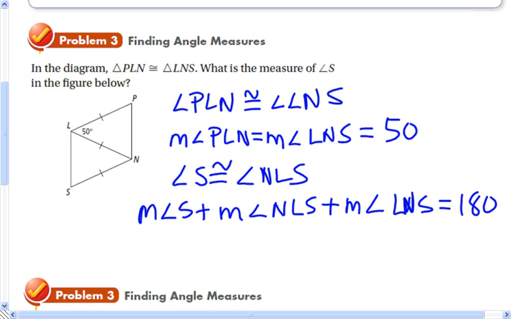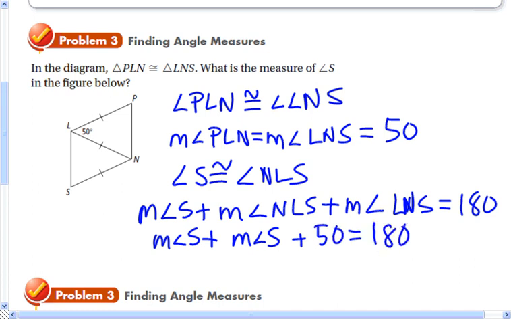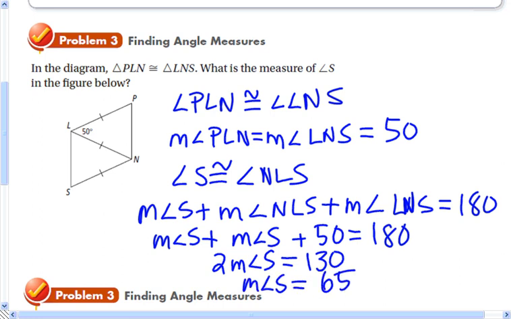Now we'll substitute for some of these. We get the measure of angle S plus the measure of angle S plus 50 is equal to 180. That means 2 times the measure of angle S is equal to 130, which means the measure of angle S is equal to 130 divided by 2, which is 65.